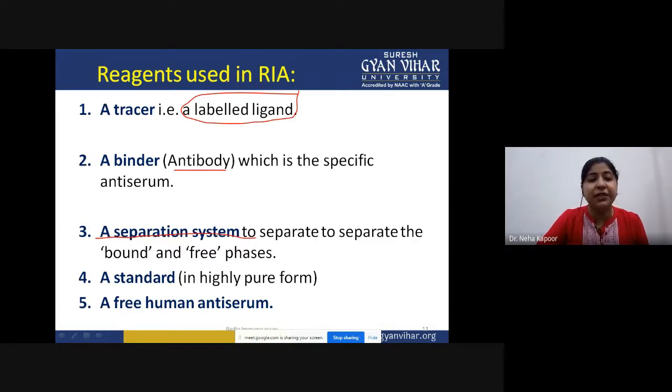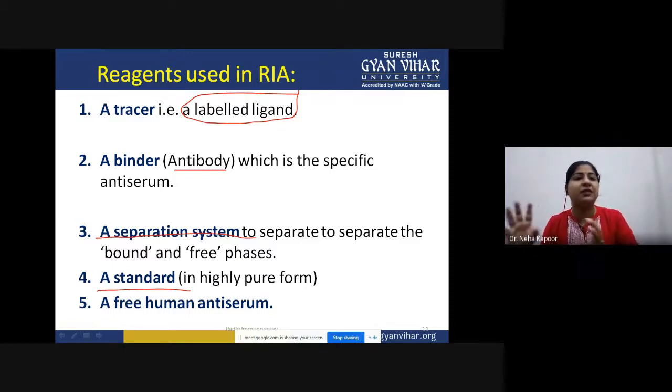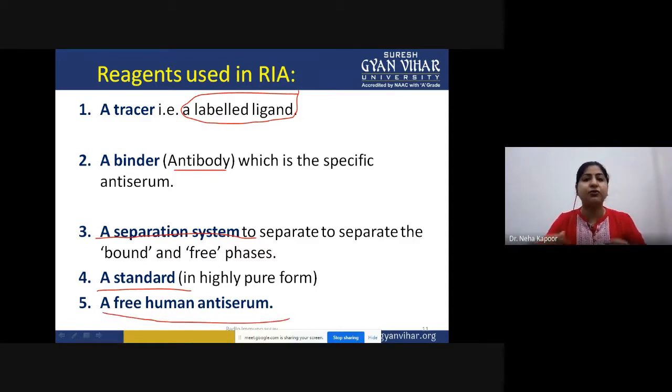Separation system, because as I told you, the antigen added would be present either in the bound form or in the free form. So we need a separation system so that we can separate the antigen-antibody complex that has been formed from the free antigen molecules. Next, we need a standard. Why do we need a standard? We need a standard to check whether the experiment we have performed is correct or not. We also need a free human antiserum so as to have the antibody against that.